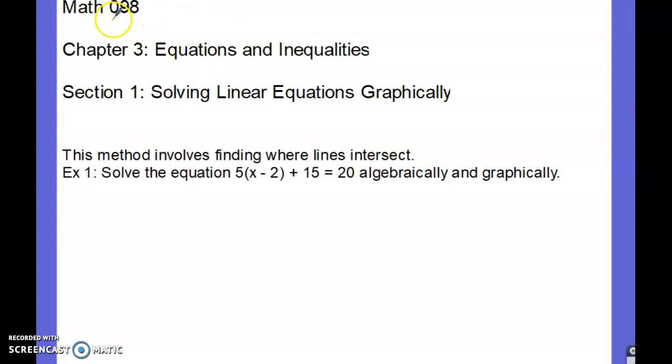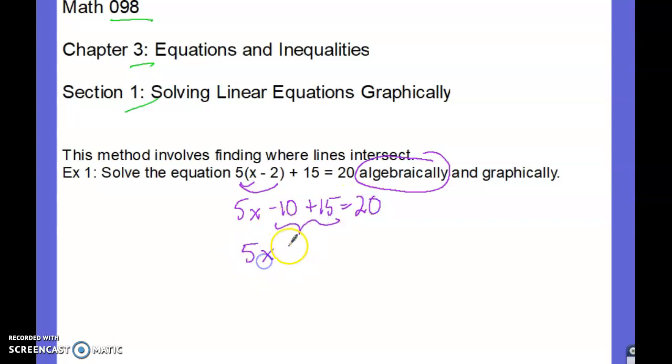This begins Math 098 3.1, and what we're looking at is solving linear equations graphically. The first thing we want to point out is that you can still solve these problems algebraically, and you probably remember this from chapter 1, where you would distribute. As you look at this problem, then you can combine like terms. So negative 10 plus 15 is 5. It's equal to 20. So then you could subtract 5 over, so 5x will equal 15. And as you divide by 5, you'll get x equals 3.